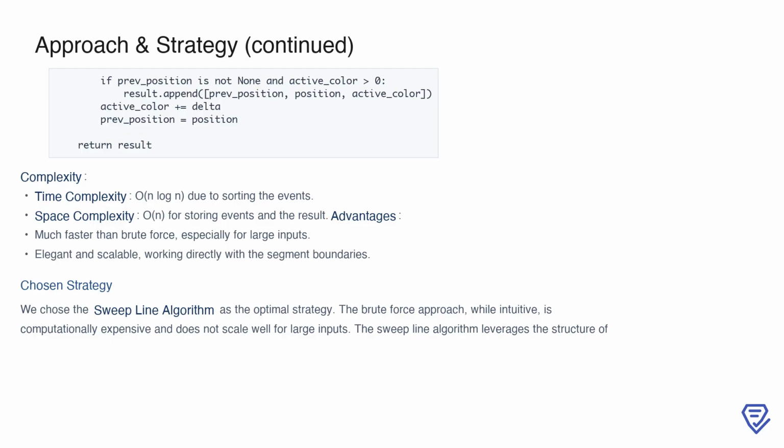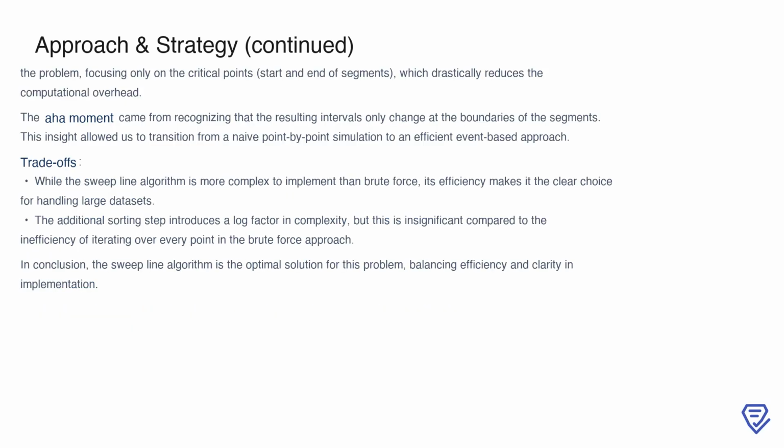In terms of complexity, sorting the events requires O(n log n) time, and the single pass through the events is O(n), making this approach highly efficient. It is not only faster than brute force but also elegant in its handling of overlapping segments. The sweep line algorithm is the clear choice for solving this problem.